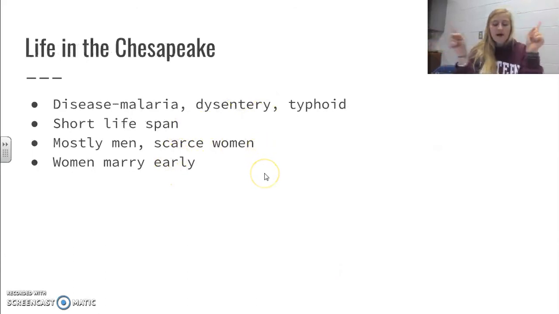So in general, combine Virginia and Maryland in your head here for a minute. This is what life in the Chesapeake was like. Disease took a heavy toll, like 10 years off your life heavy toll. The life expectancy in Europe, -10 is your life expectancy in Virginia. These diseases include malaria, dysentery, typhoid, things that Europeans hadn't been exposed to previously, especially mosquitoes.